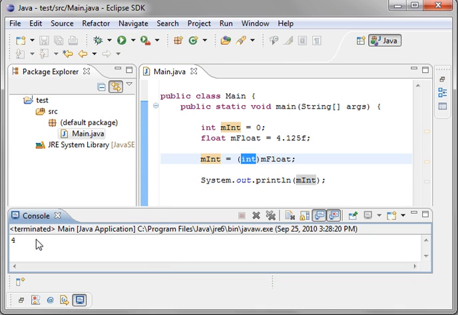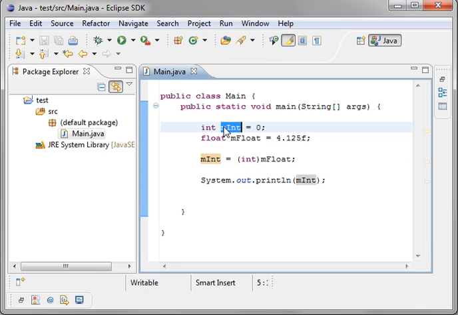There's the 4. Where'd the rest of it go? It should be 4.125. No, it shouldn't, because remember, an integer does not have a decimal point. That's called narrowing. The problem with casting from one type to another is you have narrowing and widening. What you've just seen is narrowing, meaning we are taking this float, casting it to an integer, meaning we are stripping off this extra information.